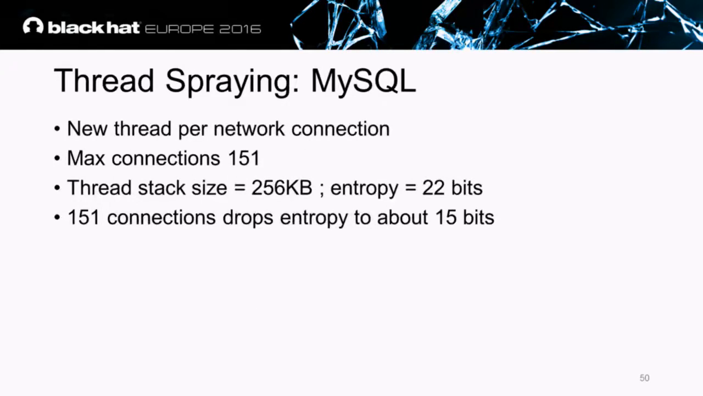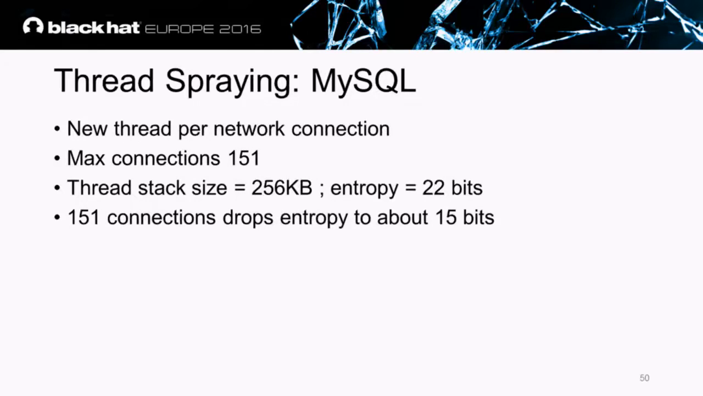In MySQL, a new thread is being started with every network connection. And the number of connections is 151. That's a default in the default configuration. The thread stack size is 256 kilobytes, which has an entropy of 22 bits.